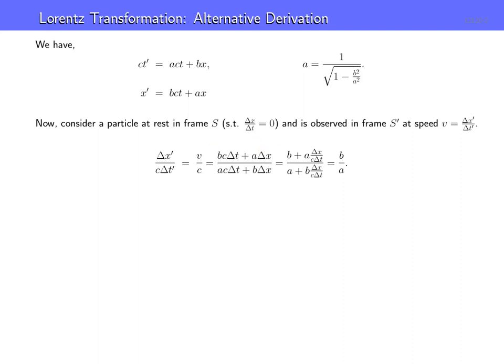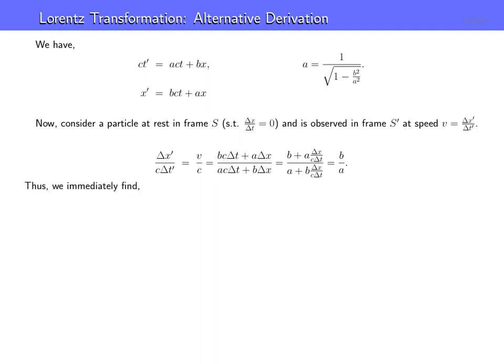So this is using our transformation up above, where we have this one on top, delta t prime at the bottom. Simplify by dividing top and bottom by delta t. We get b plus a delta x over delta t, but delta x over delta t is 0, as we said. So these last two terms die, and we just get b over a. And so we find what we want. b over a is equal to v over c in this case.